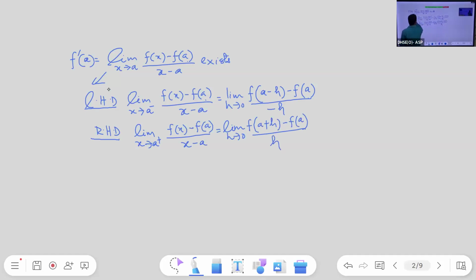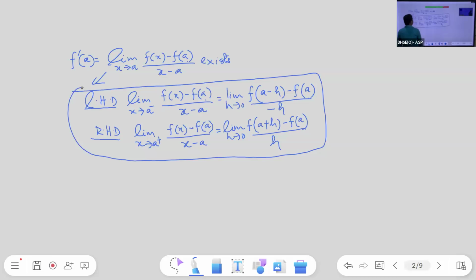Right? These are the two important things you have to remember while testing a function as differentiable or non-differentiable. Separately, we have to calculate its left-hand derivative and right-hand derivative. Then we have to check whether they exist or not. If at all they exist, then we have to check whether they are equal. If they are equal, then the function is called differentiable. If they are not equal, then the function is non-differentiable at x is equal to a. I hope it is clear to you. Shivani? Did you understand? Hello?